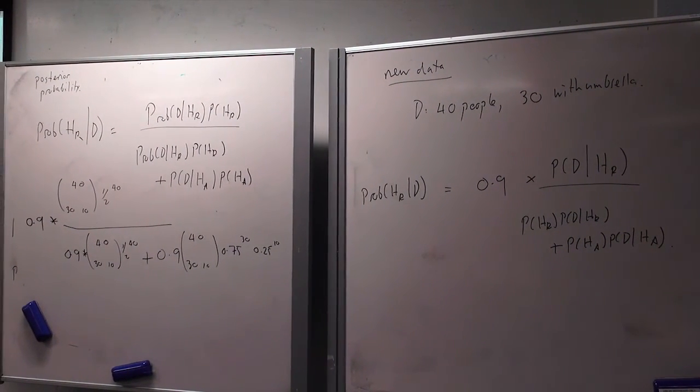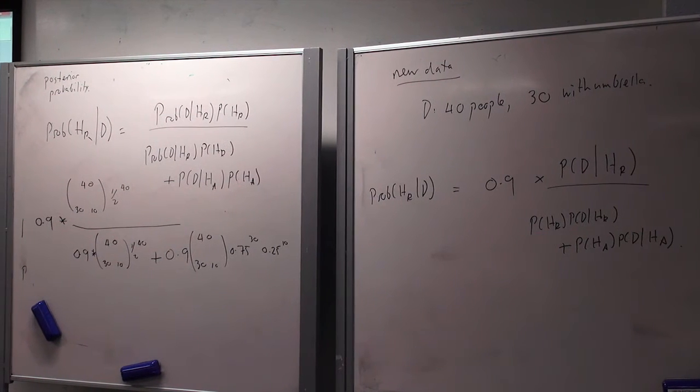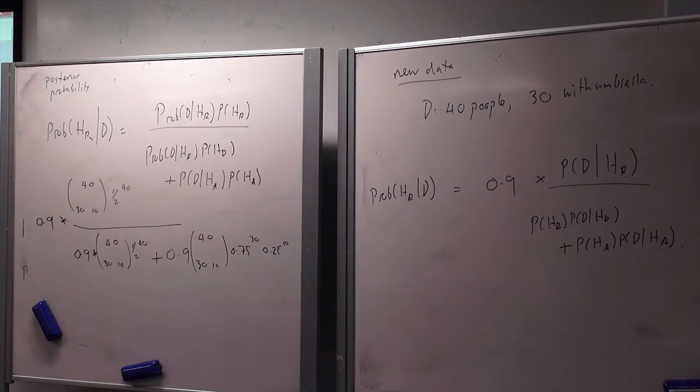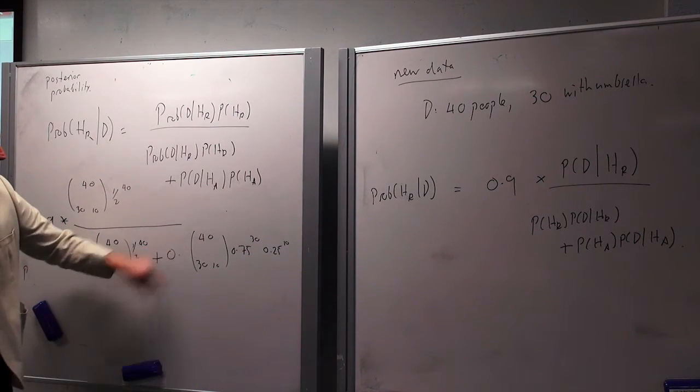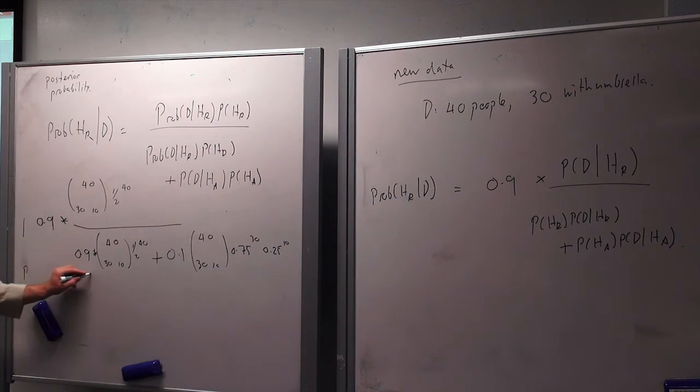This is hard. You're going to have to take it away and sit down and go through it until you understand it. Where's the 0.1? Oh, I'm sorry, that should be a 0.1. This one and this one add up to 1. Yes, I am sorry.